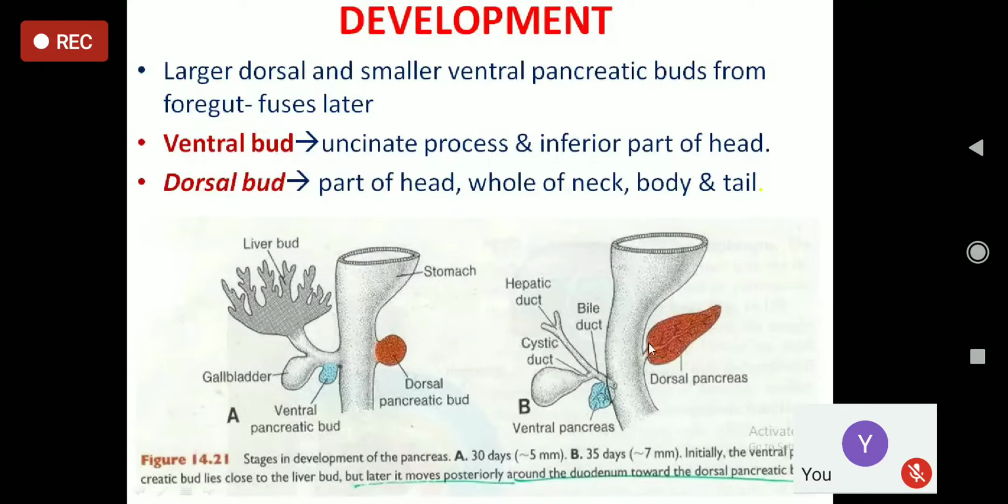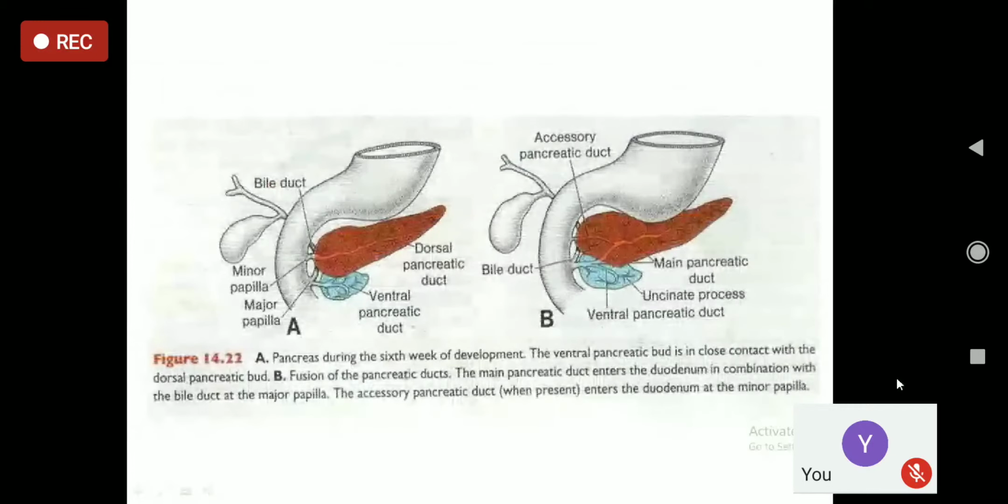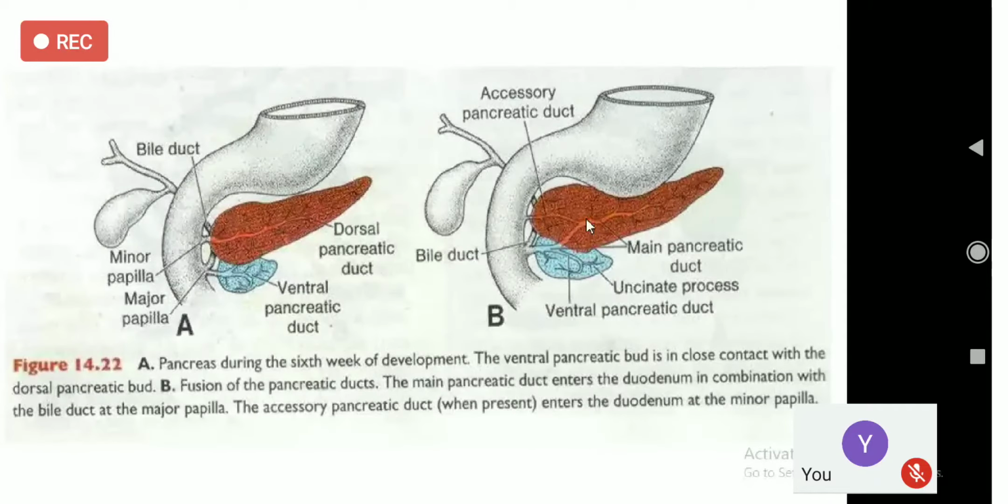So the dorsal pancreas gives rise to the majority of the structure of the pancreas, except the uncinate process and the inferior part of the head, which develop from the ventral pancreatic bud. This is the ventral pancreatic bud, and this one is the dorsal pancreatic bud. During the rotation of the gastrointestinal tube, the ventral pancreatic bud moves and sits just below the dorsal pancreatic bud like this. Okay, and the main pancreatic duct and the accessory pancreatic duct also develop within it.